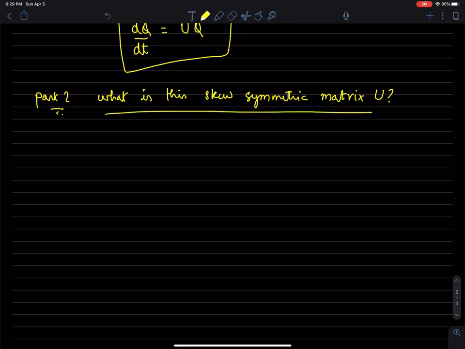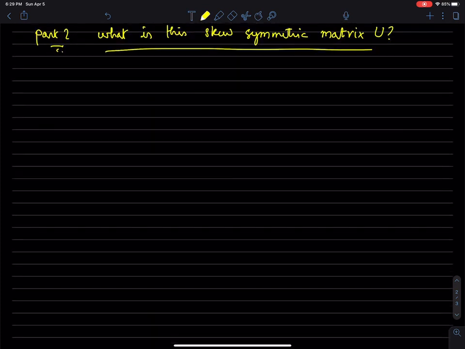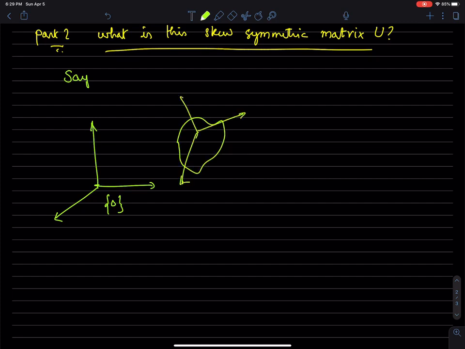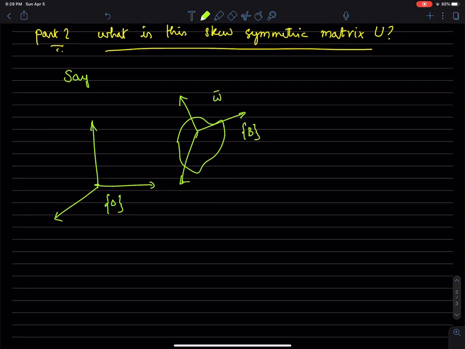Okay, so what is it? So let's now set up the situation more carefully. Let us say, as usual, we have frame 0. And then we have a rigid body. We have frame B attached to the rigid body. And this frame B has an angular velocity omega relative to frame 0. Okay, so the body fixed frame.